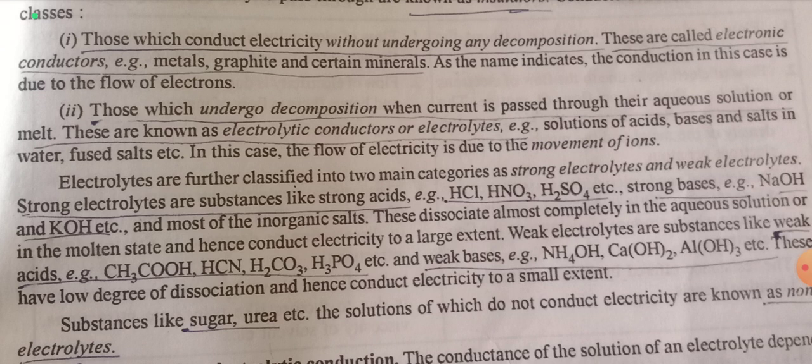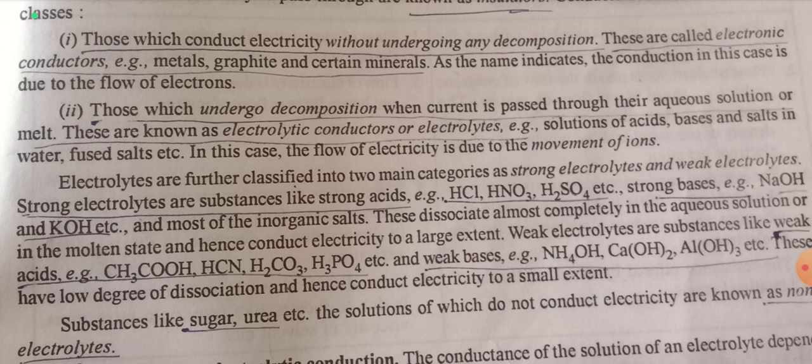Strong electrolytes are substances like strong acids, example HCl, HNO3, H2SO4, etc. Strong bases, example NaOH and KOH, etc. Most of the inorganic salts dissociate almost completely in the aqueous solution or in the molten state and hence conduct electricity to a large extent.